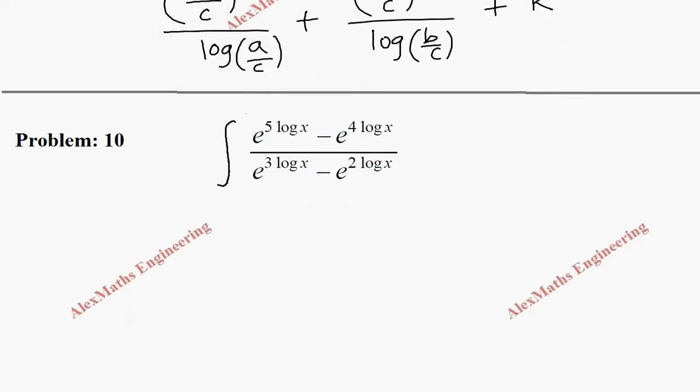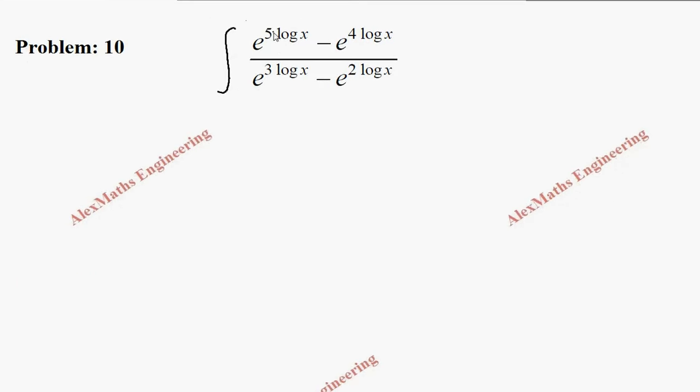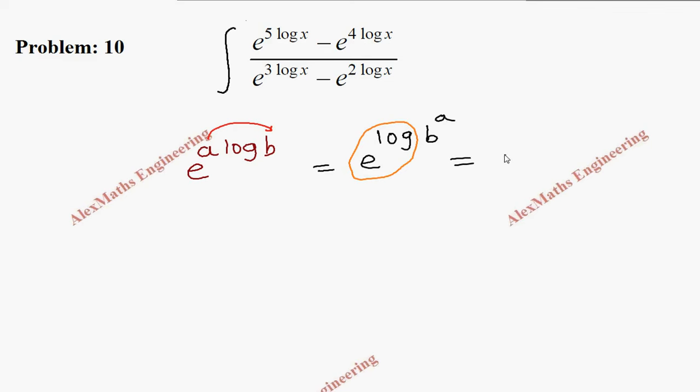Now let's see the next problem. The question is integral e power 5 log x minus e power 4 log x by e power 3 log x minus e power 2 log x. We have the basic rules of exponential. Whenever we have e power a log b, we can use the power rule and carry this a to the power of b. So this will become e power log b power a, and once again this will get removed, so it will become only b power a. So we are going to apply this here.